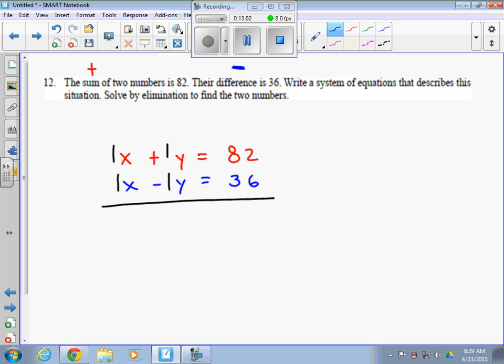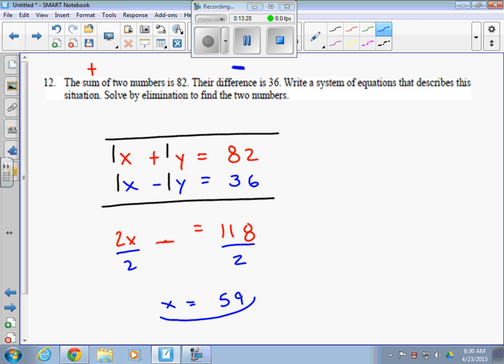When we put these two together, 1x and 1x gives us 2x. 1y and negative y eliminates that y. 82 and 36 gives us 118. So 2x is equal to 118. Divide by 2 to get x by itself. x is equal to 59. So you have x's value at 59.